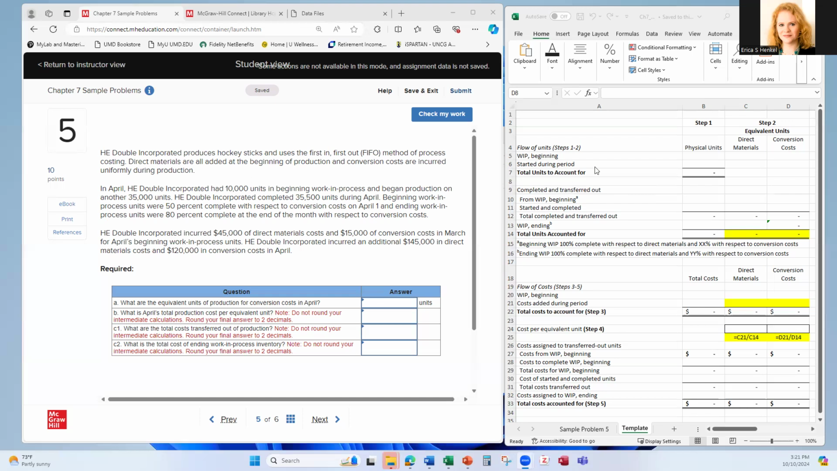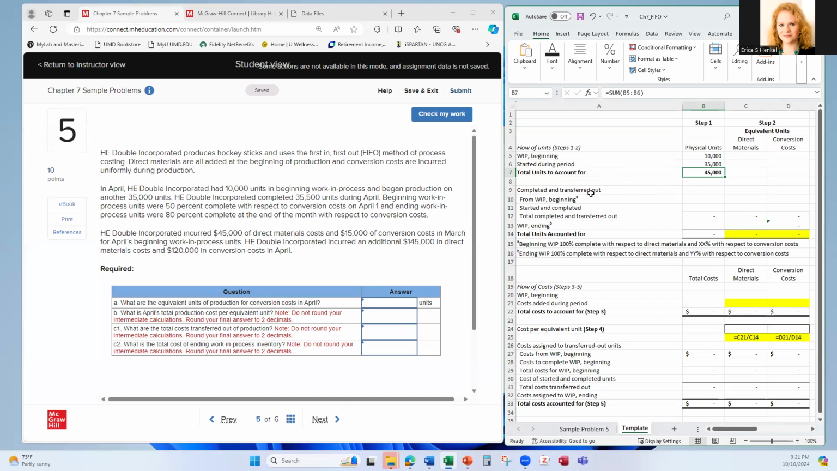So we've got 10,000 units in beginning work in process, and we began production on another 35,000 units. All right, so a total of 45,000 units that we're trying to keep track of here.